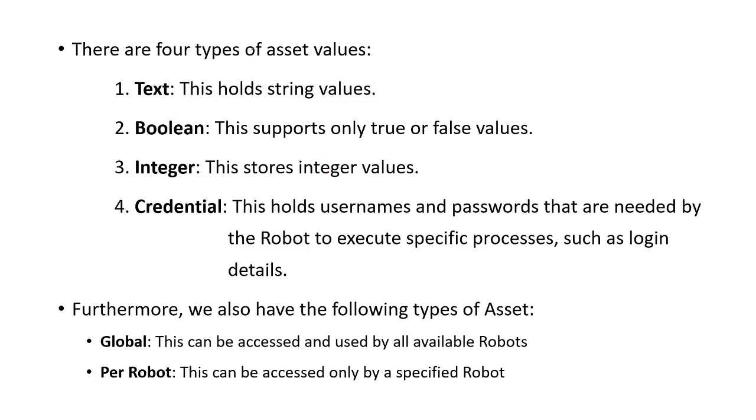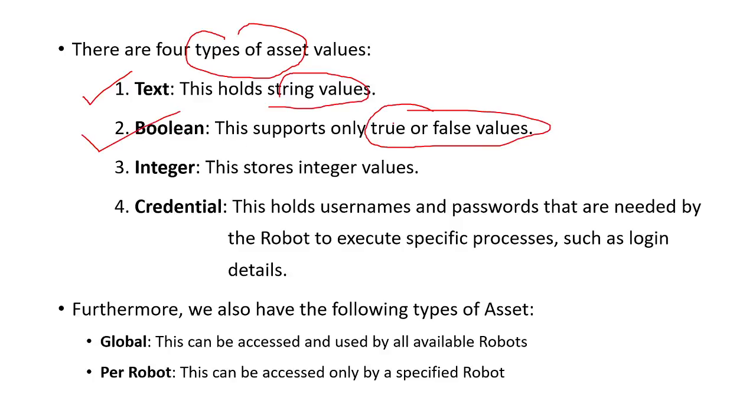That's it. Now we shall see the different types of asset values you can have in the Orchestrator server. The type of the asset can be text, in which case the value will be a string. It can be boolean, in which case the values will be either true or false. It can be an integer, in which case it will have integer values. It can be a credential, in which case it usually holds a username and password. Clear?